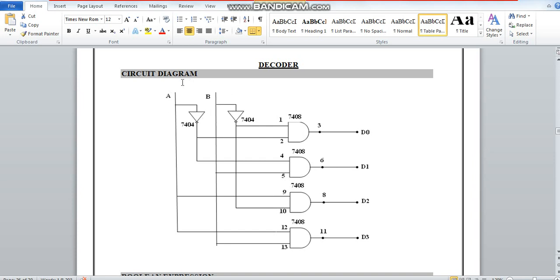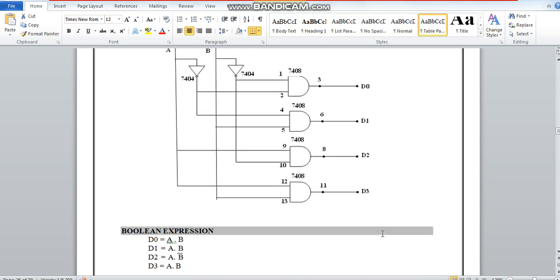So for the 2-bit version I have built a decoder, and here when 00 is present you will have an output at D0. When 01 is present you will have the output at D1. When 10 is present you will have the output at D2. When 11 is present you will have the output at D3. So that is what a decoder is going to do.